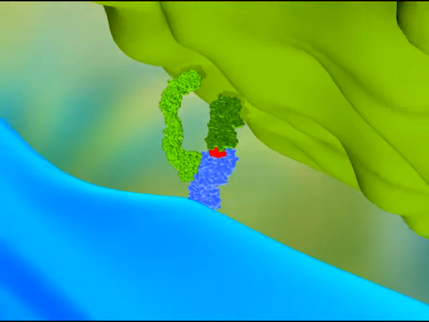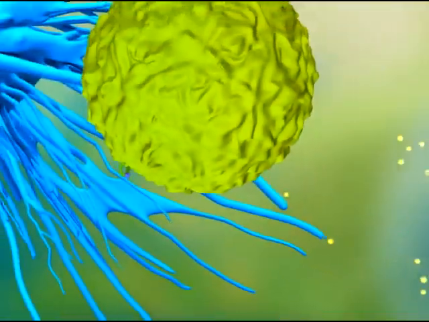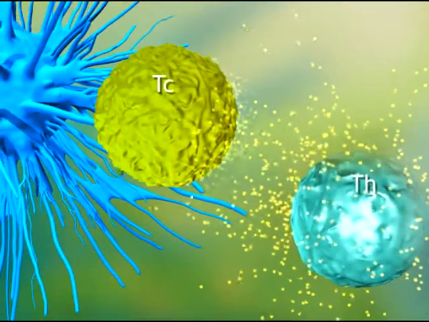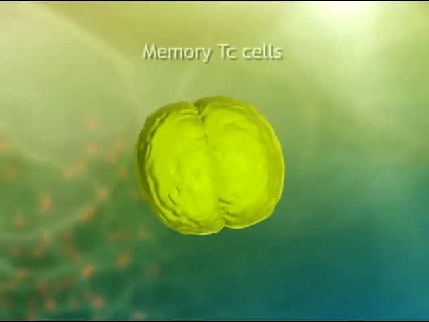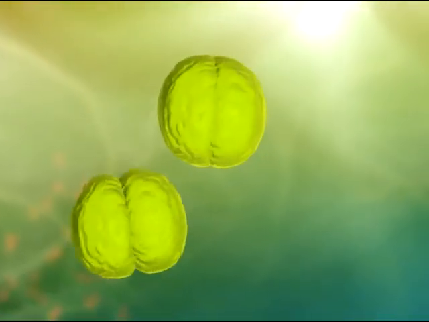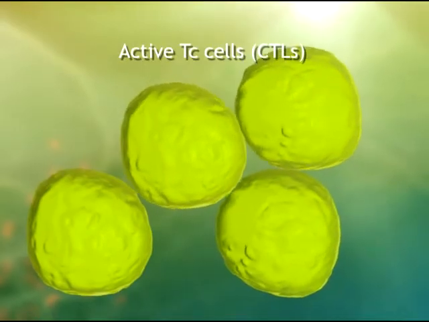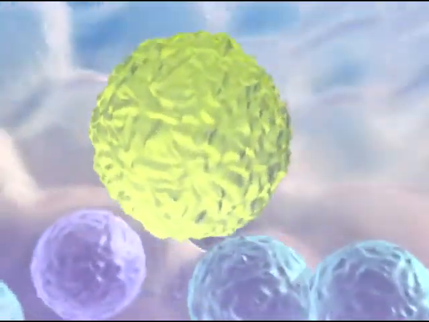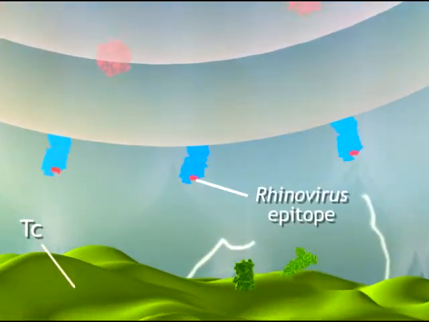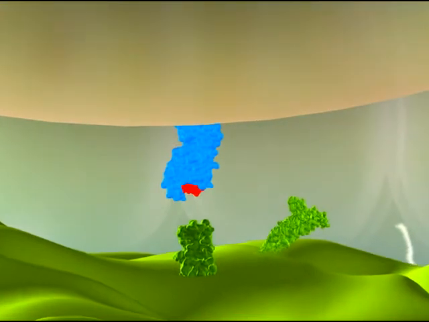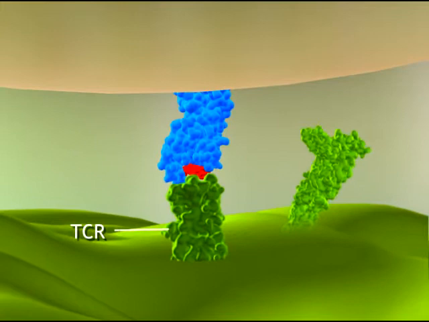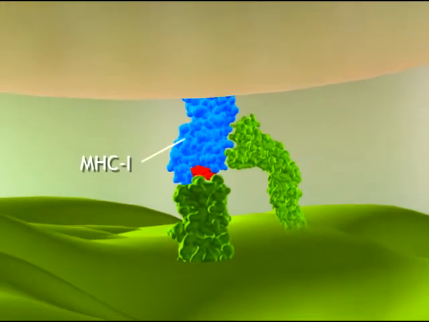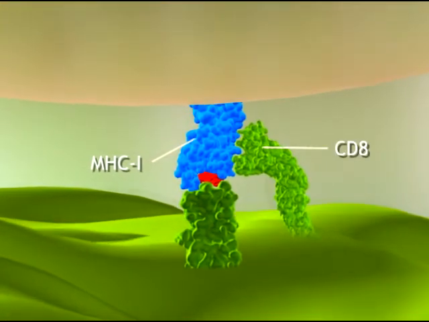With the help of cytokines from a nearby helper T cell, the cytotoxic T cell is activated and clonal expansion occurs, resulting in some long-lasting memory cells ready for a subsequent exposure, and many active cytotoxic T cells, or CTLs, that leave the patient's lymph vessel to search for infected cells that present rhinovirus epitope with their MHC1. The epitope is recognized by the TCR of the cytotoxic T cell, and the MHC1 is recognized by the T cell's CD8 glycoprotein.